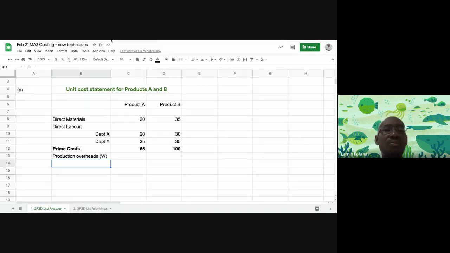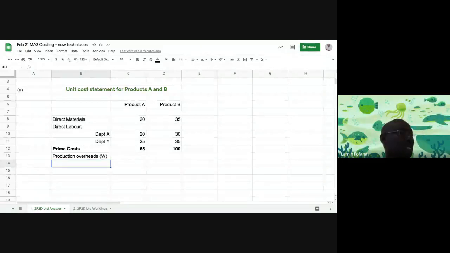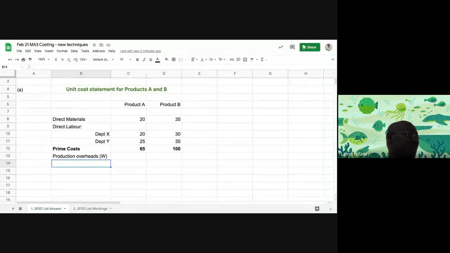Right. So my question is, if we have to calculate our overheads, what do we look at? We agree that we're going to calculate our OAR, the overhead absorption rate. In order to calculate our OAR, we need two things. First is our overheads, and second is our activity level. So now my question is, what is our activity level according to the question?